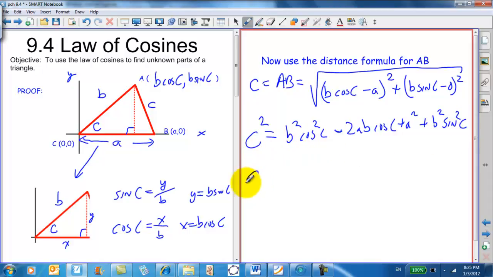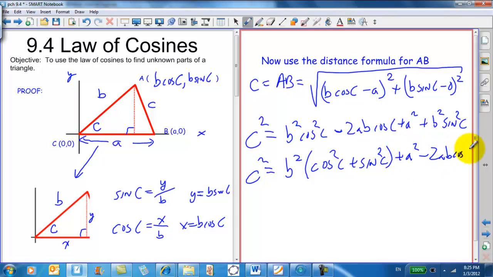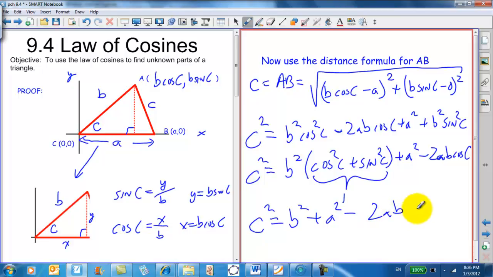And notice we have a b squared in common to these two terms, so I'm going to factor out the cosine squared C plus the sine squared C. That's coming from these two terms here. Plus a squared, and let's not forget the minus 2ab cosine of angle C. Well, cosine squared C plus sine squared C is just 1. So we get c squared equals b squared plus a squared minus 2ab cosine of angle C.